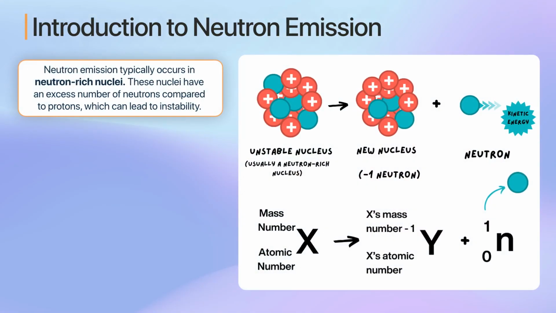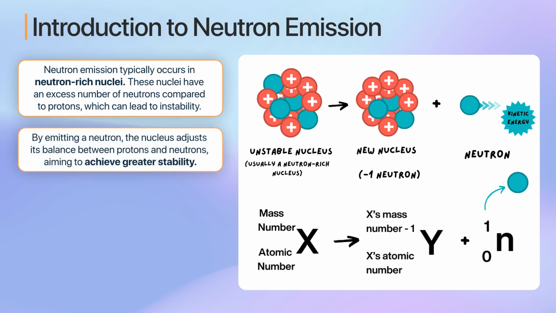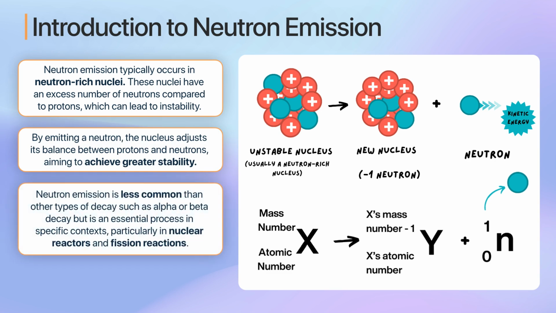Neutron emission typically occurs in neutron-rich nuclei. These nuclei have an excess number of neutrons compared to protons, which can lead to instability. By emitting a neutron, the nucleus adjusts its balance between protons and neutrons, aiming to achieve greater stability. Neutron emission is less common than other types of decay, such as alpha or beta decay, but is an essential process in specific contexts, particularly in nuclear reactors and fission reactions, which we will explore more later in this unit.